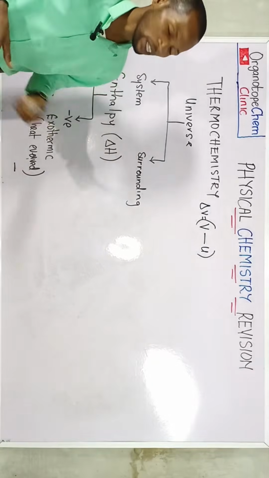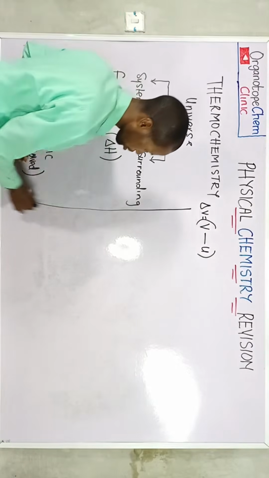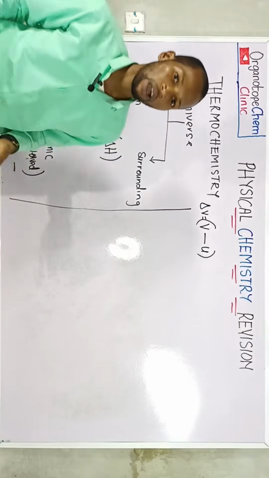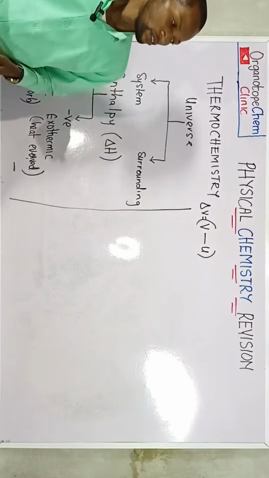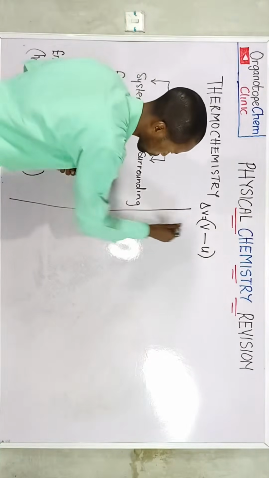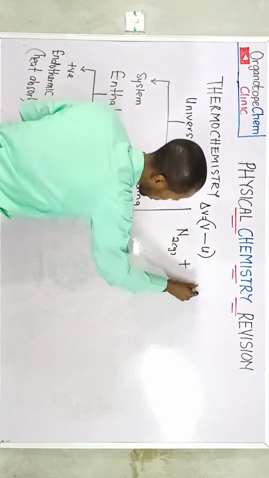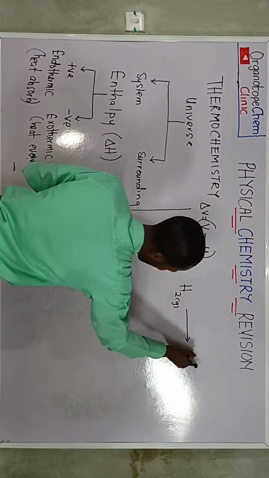Now, I'm going to come up with an illustration, which is the formation of ammonia. The formation of ammonia is what process? Can you type the process in the chat? Formation of ammonia. We have it right here: N2 gas plus H2 gas resulting in the formation of ammonia.